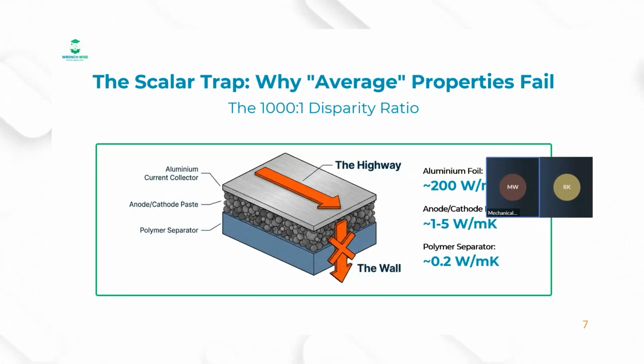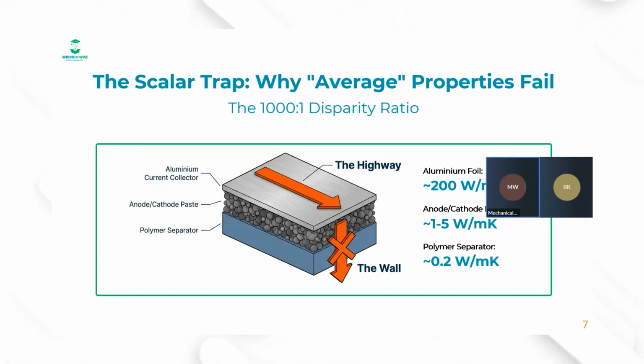However, as we can see from the image itself, the assumption is actually quite wrong. Inside a battery cell, you are dealing with approximately a 1000 to 1 disparity ratio between components. On the top, you see the aluminum foil. This is the highway, meaning that aluminum foil, the current collector, is highly conductive, approximately 200 watts per meter Kelvin. Whereas on the wall, let's say you have a polymer separator, which acts as a thermal insulator, with a conductivity of approximately 0.2 watts per meter Kelvin. To put that in perspective, the separator is 99.9% less conductive than the metal foil sitting right next to it.